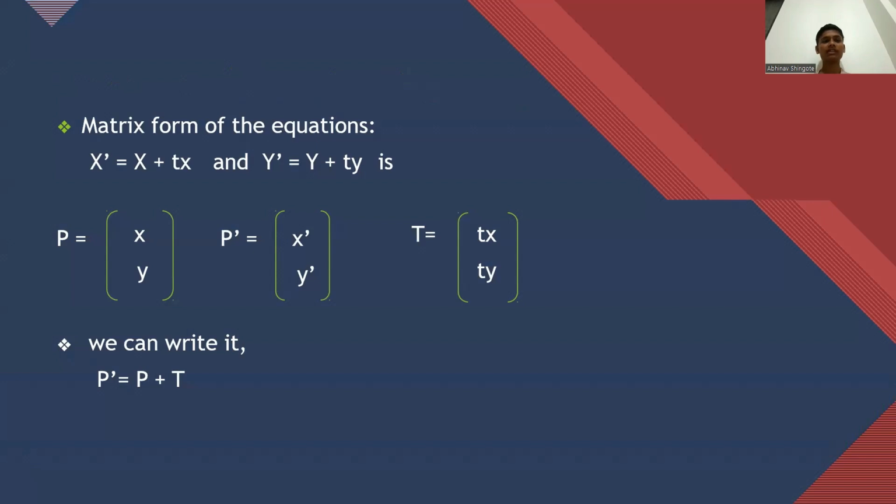We can represent it in matrix form. P is equal to x, y; P dash is x dash, y dash; T is equal to dx, dy.